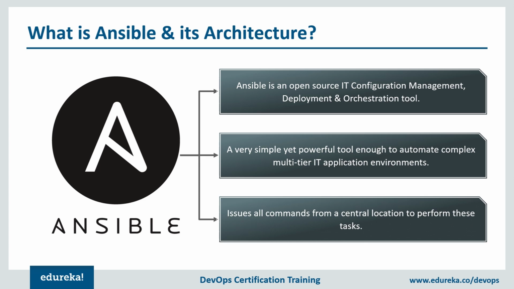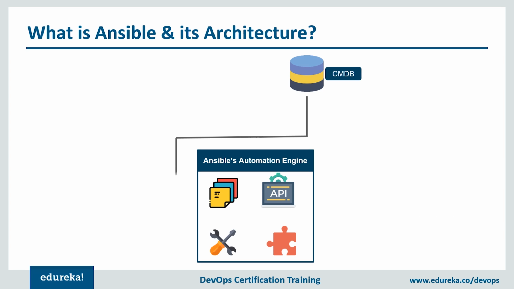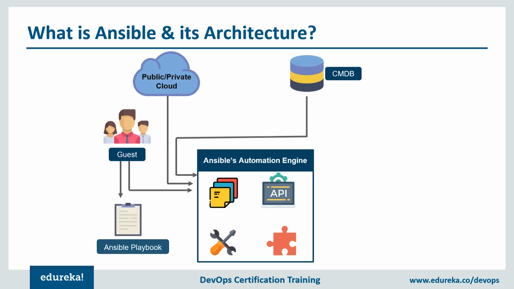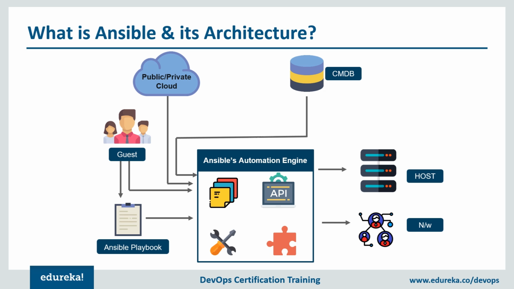Now that you know a basic introduction of what Ansible is, just a tool that helps in configuration management, let me introduce you to its architecture. The Ansible automation engine has a direct interaction with the users who write playbooks to execute the Ansible automation engine, and also with the cloud services and configuration management database. It consists of inventories, APIs, modules, plugins, and many others. So let's start by exploring each one of them.